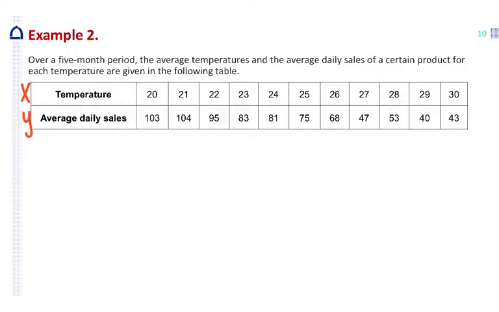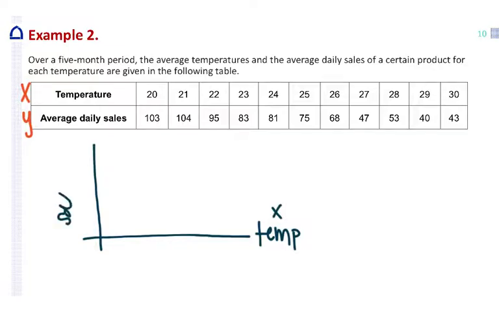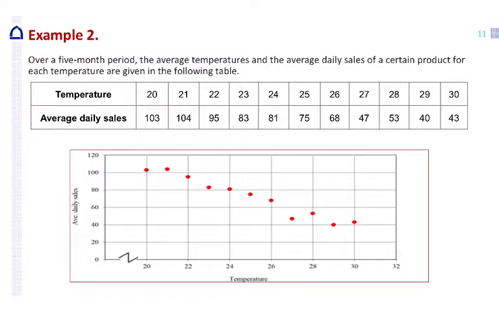So if we were going to make a scatter plot, we would put the temperature on the x-axis and the sales on the y-axis. Now, I have this already done for us to save us some time, but basically you would plot all these points, and here they are. So for example, we can find this point. When the temperature is 20 degrees, we see that the sales are 103. And you can see each of these points. When the temperature is 21, we see that the sales are 104.